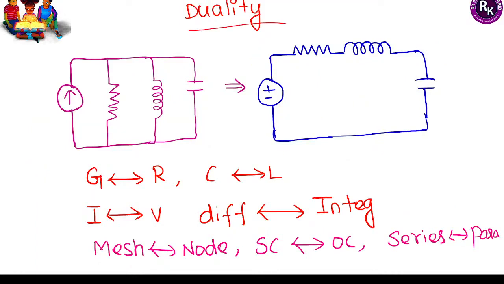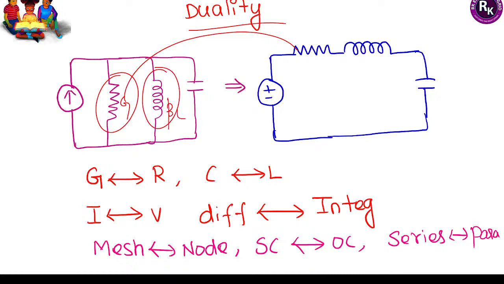Next, the concept of duality. In a parallel circuit, the resistor will be called conductance. It will be replaced by a series resistor. That is duality, dual to each other. If you are applying the duality property, for the inductor, this is called susceptance. In parallel, it is called inductive susceptance. In series, we call it inductive reactance. This is capacitive susceptance. Here it will become capacitive reactance. A current source will become a voltage source. That is the concept of duality. They are dual to each other.